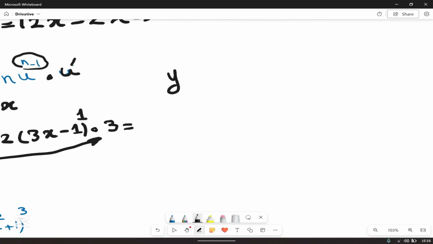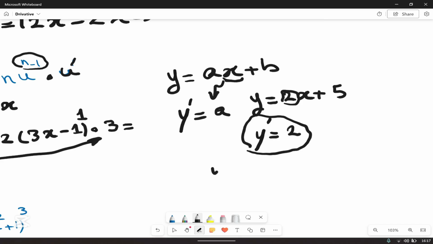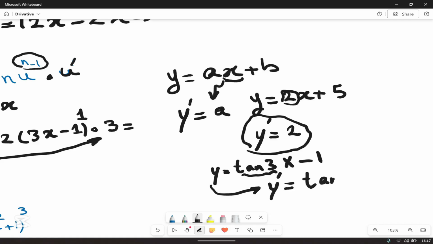When your function is y = ax + b, the derivative is just the coefficient of x. For example, y = 2x + 5: the coefficient here is 2, and the derivative of this function is exactly 2. Or another one, y = tan(3x - 1). Can you tell me this? Yeah, the derivative of this function is exactly the coefficient of x, and the answer is 3.